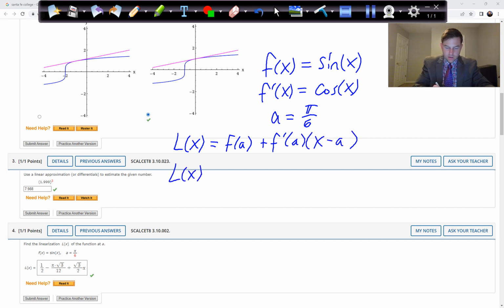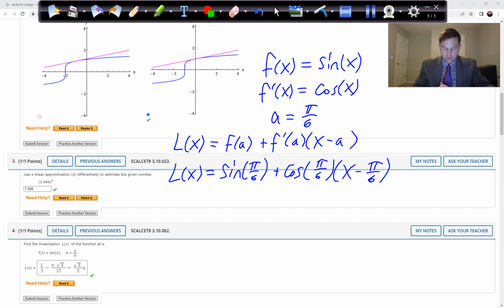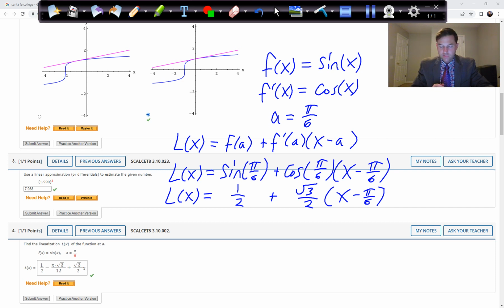So we're going to get f of a would be sine of pi over 6 plus f prime would be cosine of pi over 6 times x minus pi over 6. Now sine, so I recommend unit circle. If you look at unit circle or type this in your calculator, sine of pi over 6 is 1/2. Cosine of pi over 6 is root 3 over 2. So now we're out of the trig universe and we have numbers.